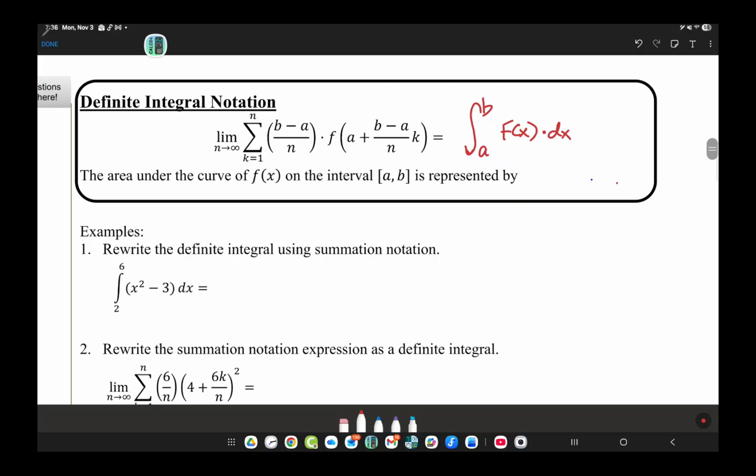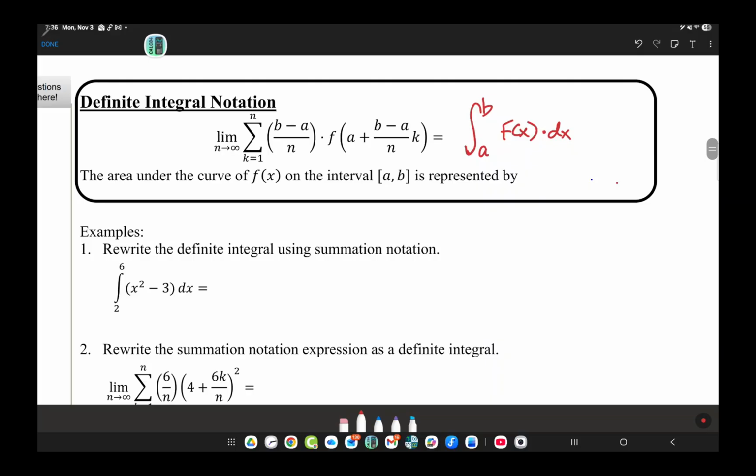Now, the dx is just letting you know what you're taking the integral of. It's kind of like how we have d over dx, where we're taking the derivative according to x. Here, we're taking the integral according to x. The width is found within the bounds.